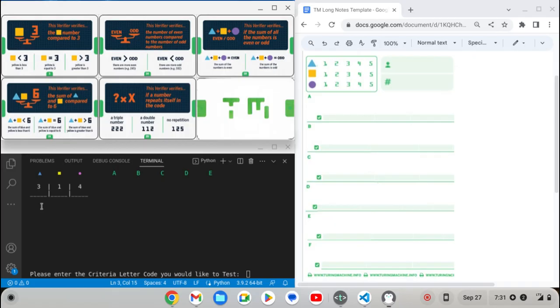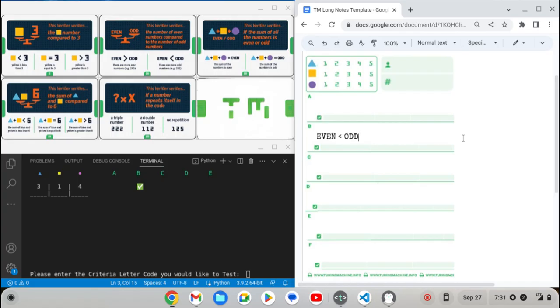So the first thing I want to test is criteria card B. Okay, so the Turing Machine approves of my proposal. Notice that I do have 2 odds to a single even. And since the Turing Machine approves of that, it's letting us know that there are less even than odds. So let's go type that up in our notes. And so there should be less even than odds.